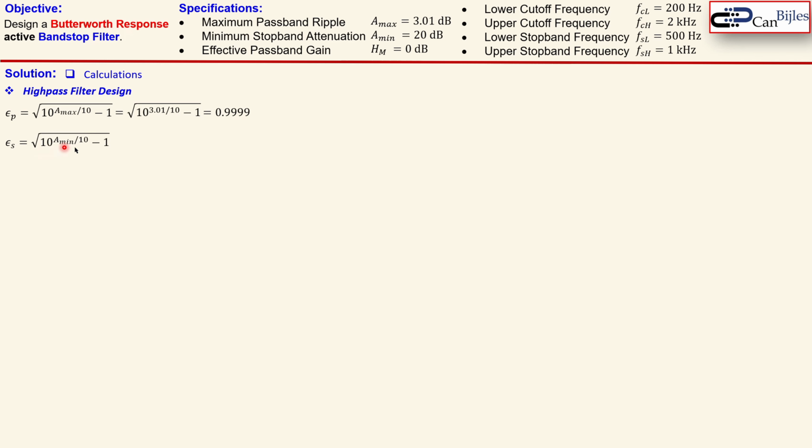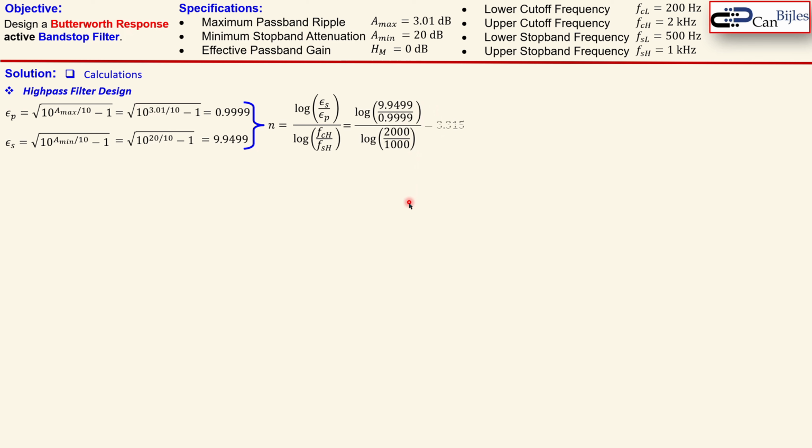And the other one for A min, which is 20, will result in 9.9499. Now taking these together, we calculate the filter order for the high pass part using the epsilon values we just calculated, and also the upper cutoff frequency, this one, 2000, and the upper stop band frequency.